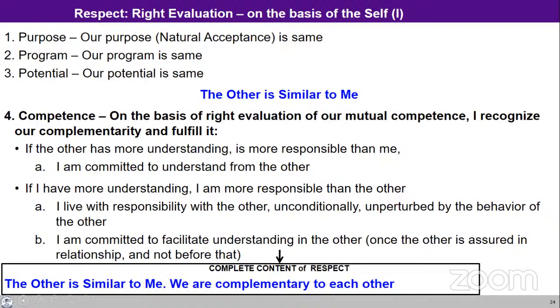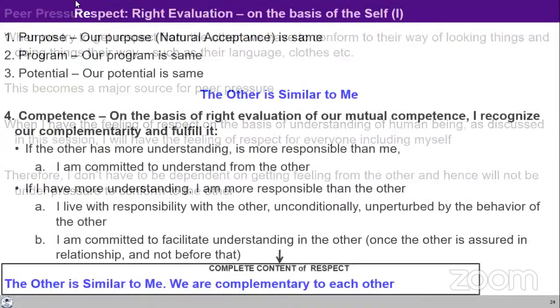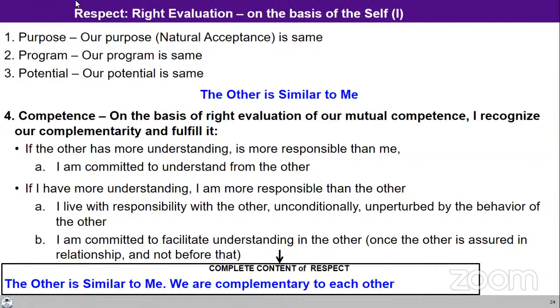When we are evaluating a person on the basis of the self, we can see that my purpose, my intention, is to be happy and prosperous all the time. The same way, the other is also having the same purpose. So our purpose is same. What is the program? Understanding harmony and living in harmony. That's my program. The other is also having the same program. That means our program is same.